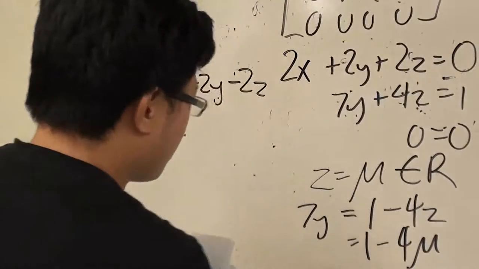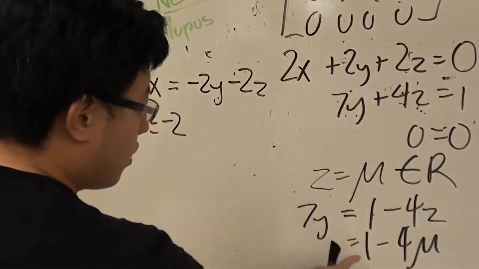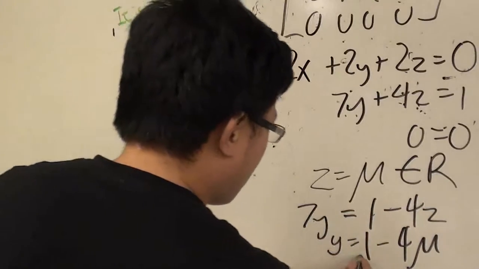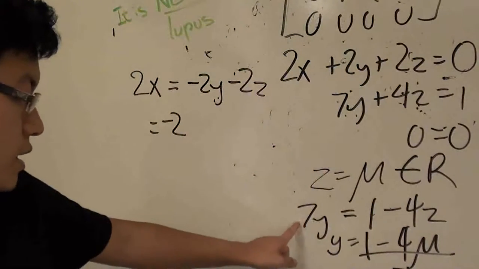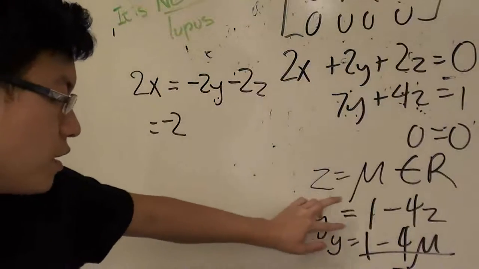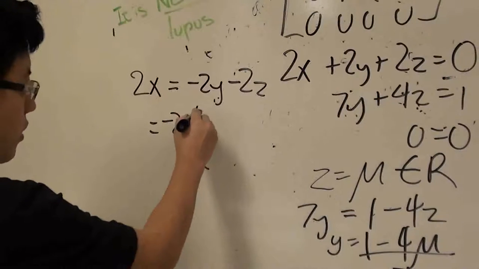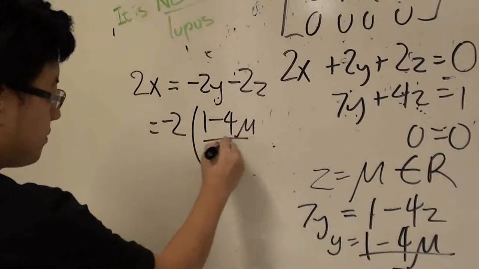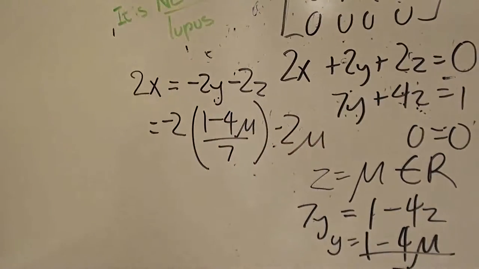I bet someone was screaming at me. Because remember, this is 7y equals 1 minus 4z. So this is true, but y equals 2, this all divided by 7. You see that? Because there's 7y, I had to divide by 7 here and divide by 7 there. So that's going to give me an ugly number, ugly algebra, but let's see. So it will be that.